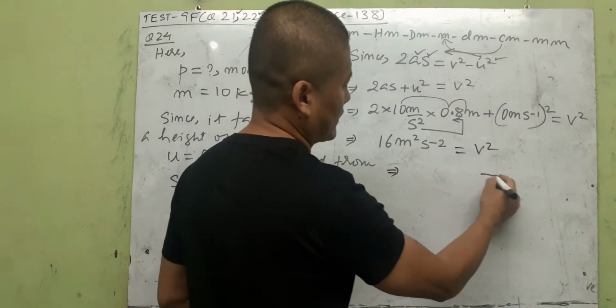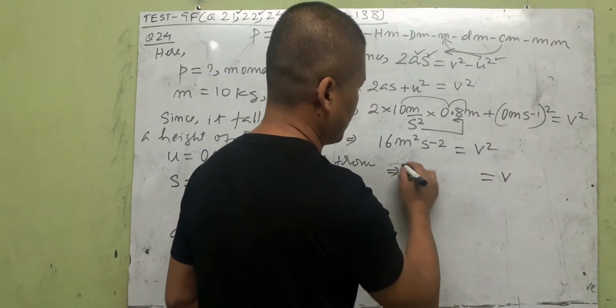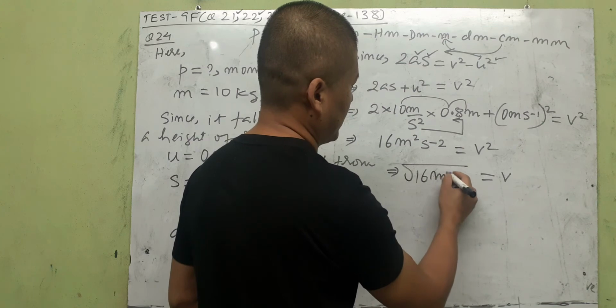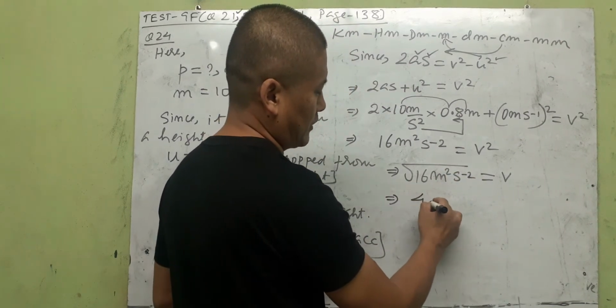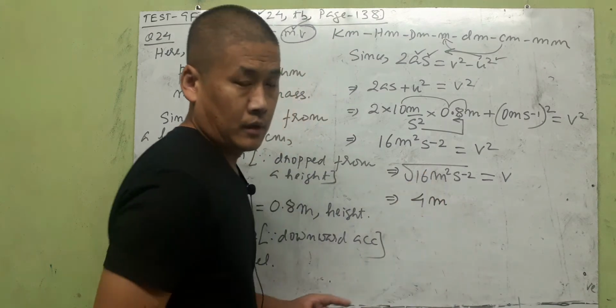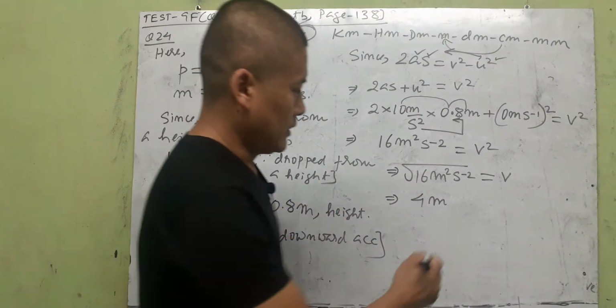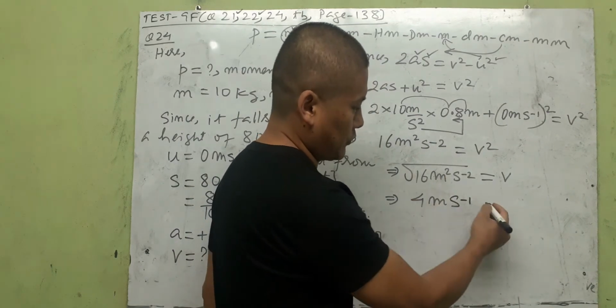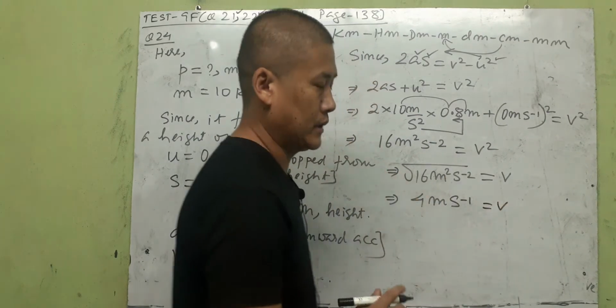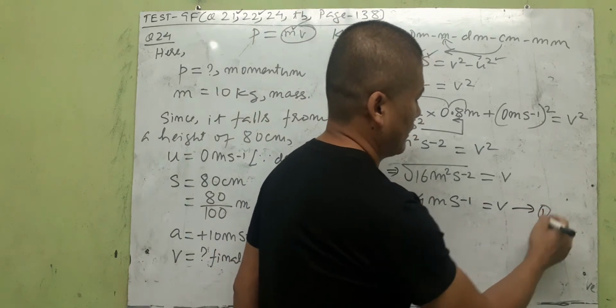So if we remove this square from the V, then root will come here, 16 meter square, second to the power minus 2. 4 4s are 16, means a single 4 will come out. Meter square will come out as single meter, and second to the power minus 2 will become second to the power minus 1 to bring it out of the root. So V is exactly 4 meter per second. You can keep this one as 1.